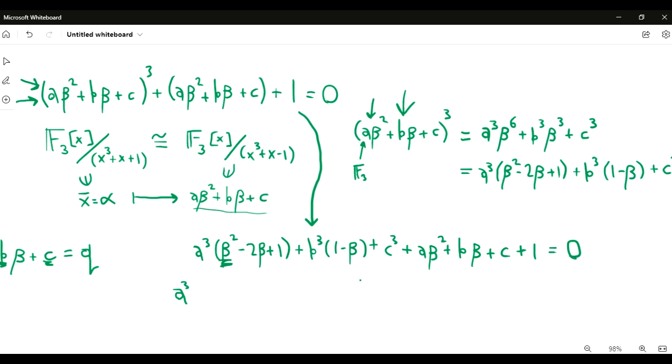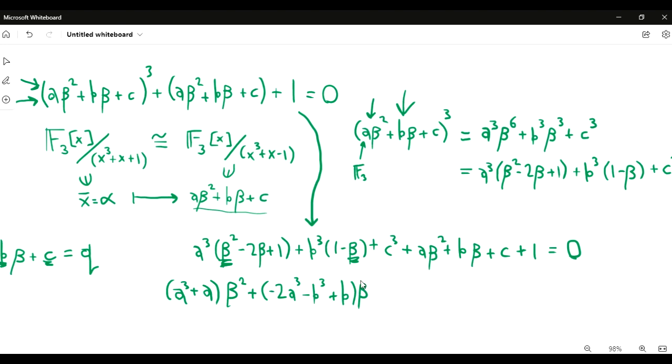if we do that, we have a to the third beta squared and then plus a beta squared. So I'll group together the coefficients here: we have a to the third plus a for beta squared. Then what are my coefficients on the beta? Well, it looks like I have negative 2 a to the third. I have this beta here, so that'll give me minus b to the third. And then I have plus b over here, beta.